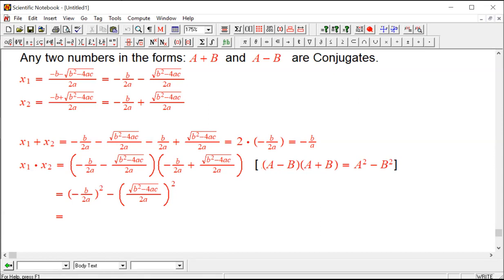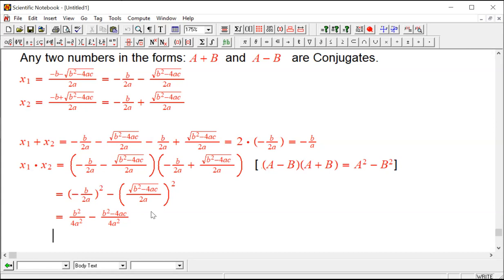Okay, we square this, we will get b squared, right? A negative number squared is going to be positive. So this is going to be 4a squared, minus, right? This piece being squared. So we're going to get the denominator squared, that's 4a squared. The top squared is just going to be b squared minus 4ac. So b squared minus 4ac.